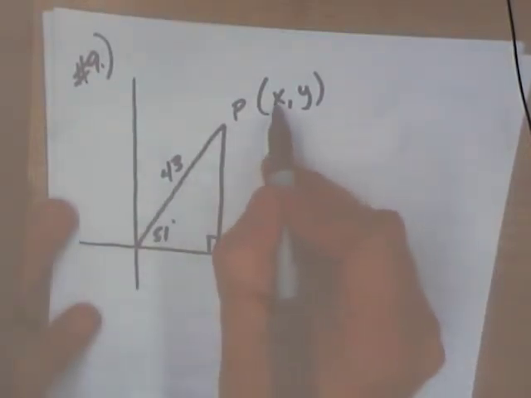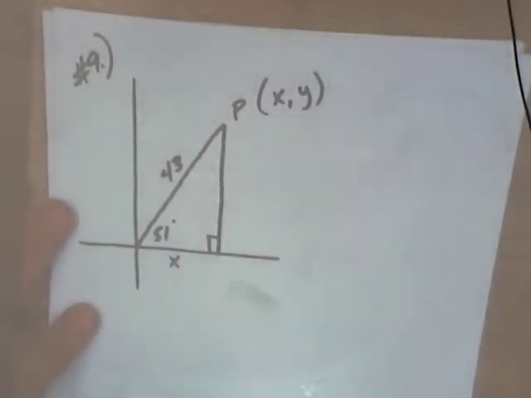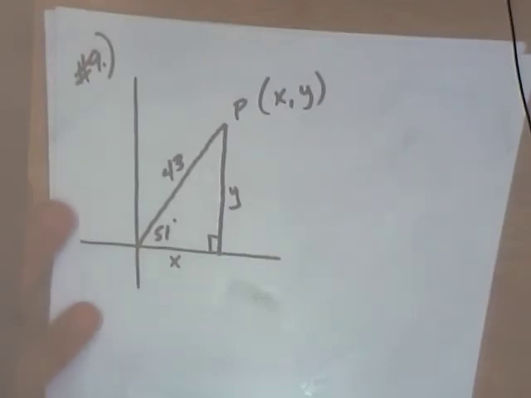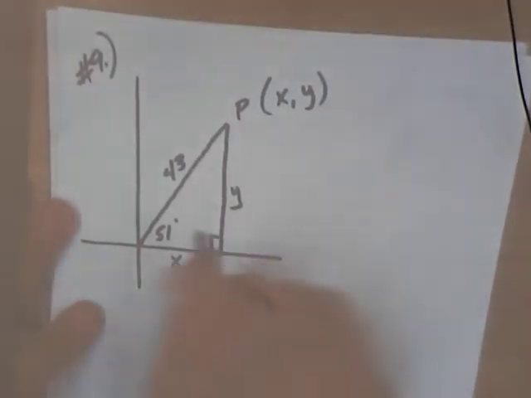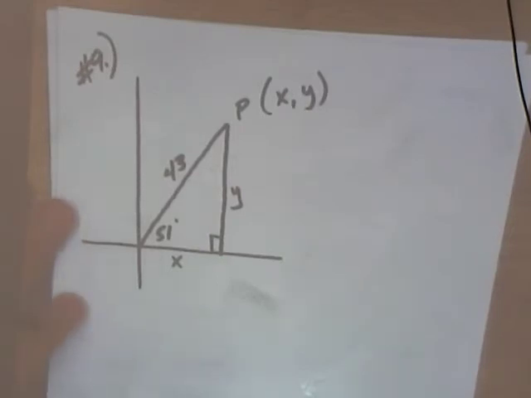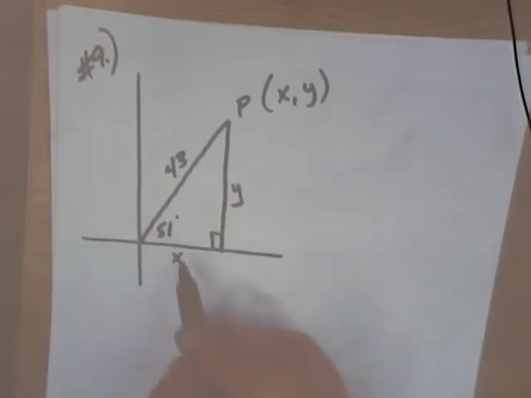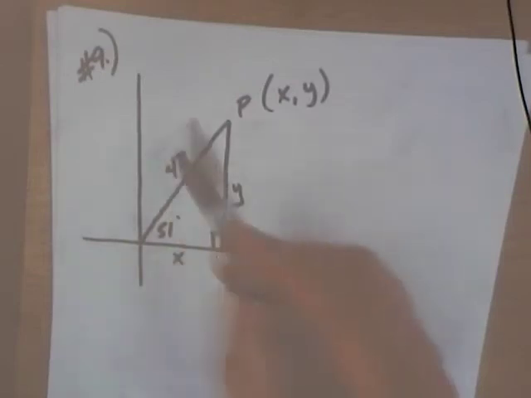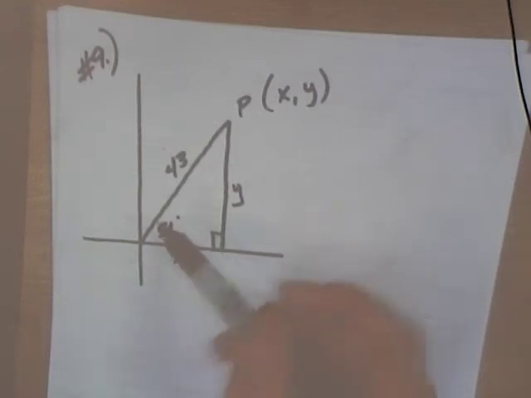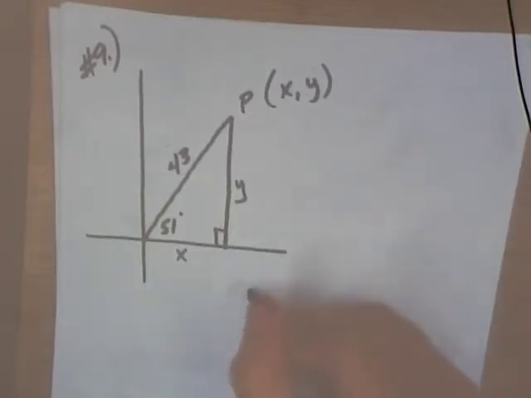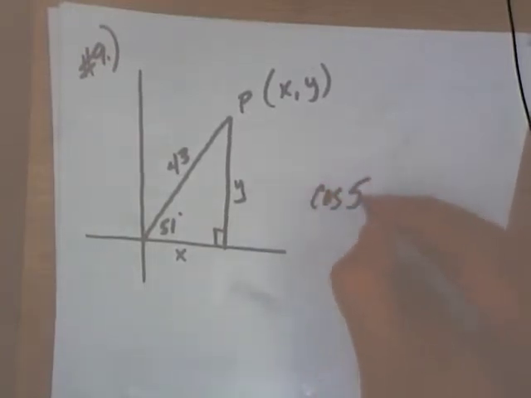That X there is the same as this X here, right? That Y there would be the same as this Y, right? That's how we get to point P. So we need to use SOHCAHTOA to figure this out. Let's do the X first. I've got this angle, I want to find this side, and I have this side. What side is this compared to the angle? Hypotenuse. What side is this compared to the angle? Adjacent. Which trig function uses adjacent and hypotenuse? Cosine, right? So I know the cosine of 51 degrees is equal to adjacent over the hypotenuse.